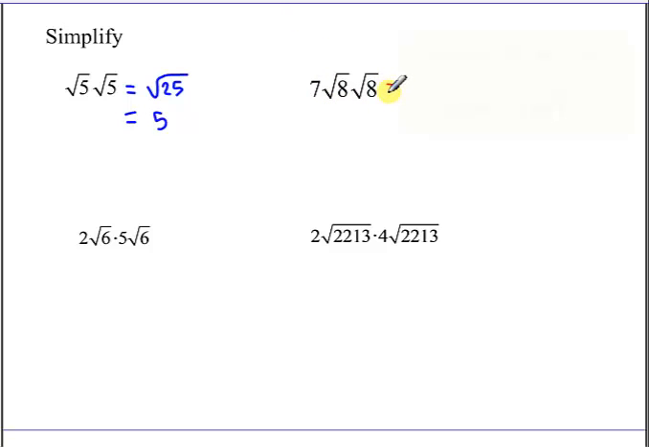Here we have the same problem. We've got a 7. Now 7's not in the square root. I'm only going to multiply together those square roots. So it's the 8 times the 8 to give me 64. And the square root of 64, that's just 8, a perfect square. So I get 56 in my final answer.